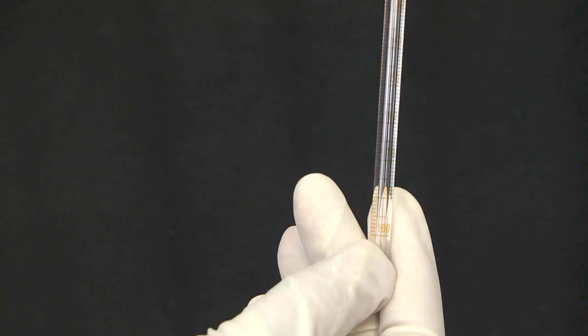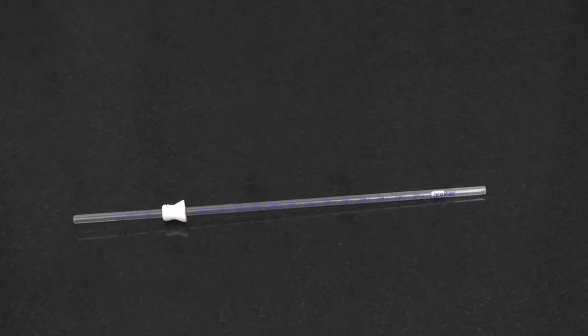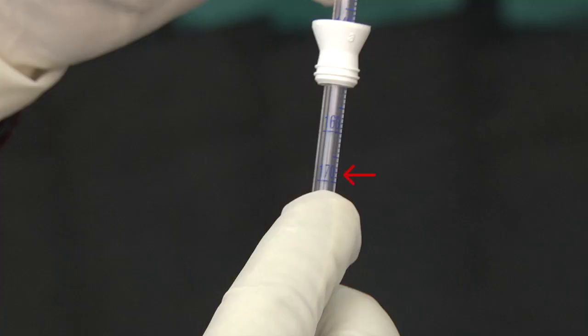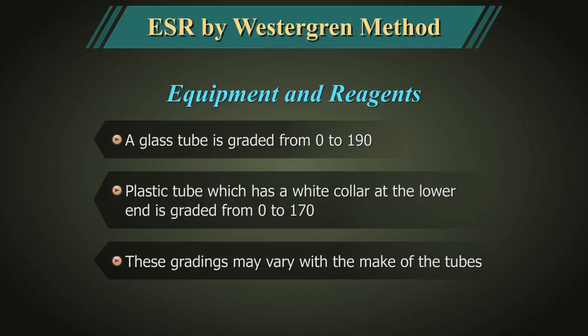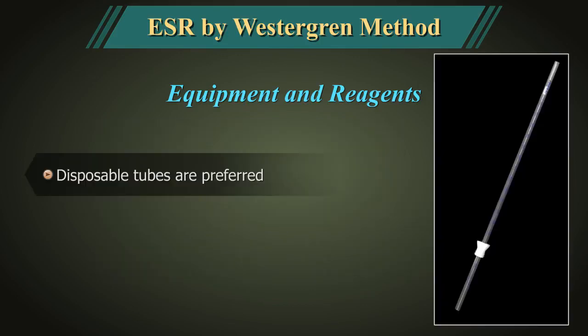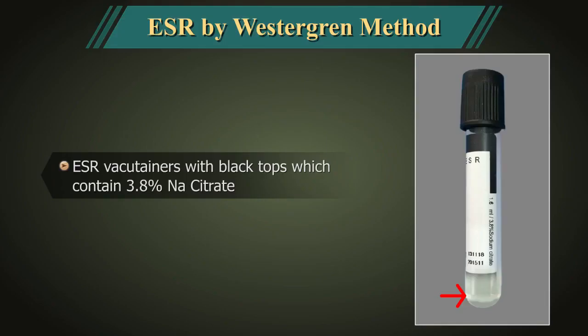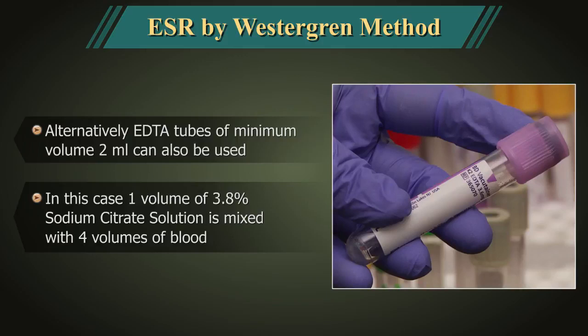A glass tube is graded from 0 to 190, whereas a plastic tube which has a white collar at the lower end is graded from 0 to 170. These gradings may vary with the make of the tubes. Disposable tubes are preferred. Timer. ESR vacutainers with black tops which contain 3.8% sodium citrate. Alternatively, tubes of minimum volume 2 milliliters can be used.